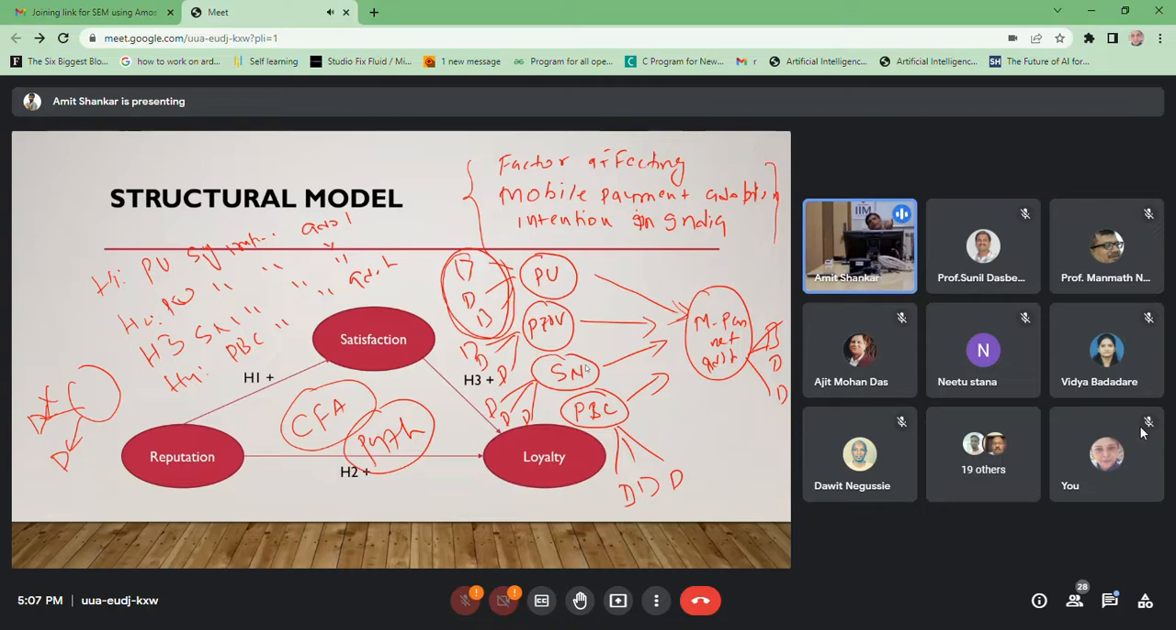Now you can make it complex. You can introduce mediation, moderation, moderated mediation, multi-group, whatever you want to do. But this is the basic that you must understand, and that's how we are using this. Please let me know if you have any questions here. Any question or no question? Any question, please let me know.